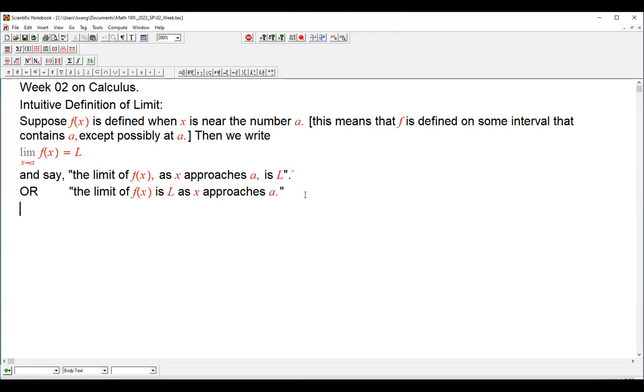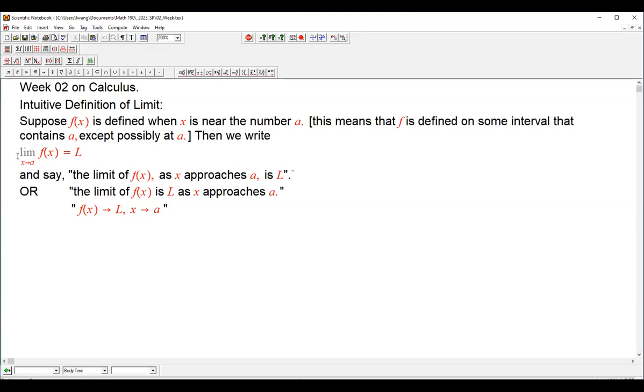There are also some other shorthand notations you can use. You can say f of x approaches L, and this is the time you can use the arrow. In fact, you cannot use the equal sign. As x approaches a. So that's another shorthand notation you can use.